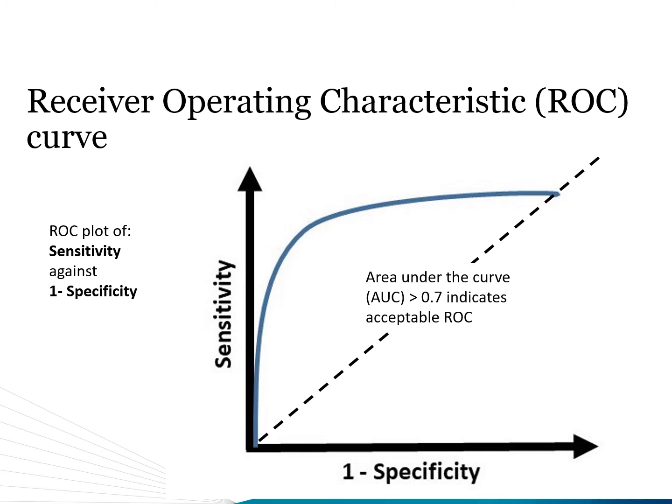And in fact, it's the area under the curve that we use to indicate whether the receiver operating characteristic curve is acceptable, and we usually use an area under the curve of 0.7 as the very minimum that we can use to indicate that a test is good. We usually want it to be bigger than that.